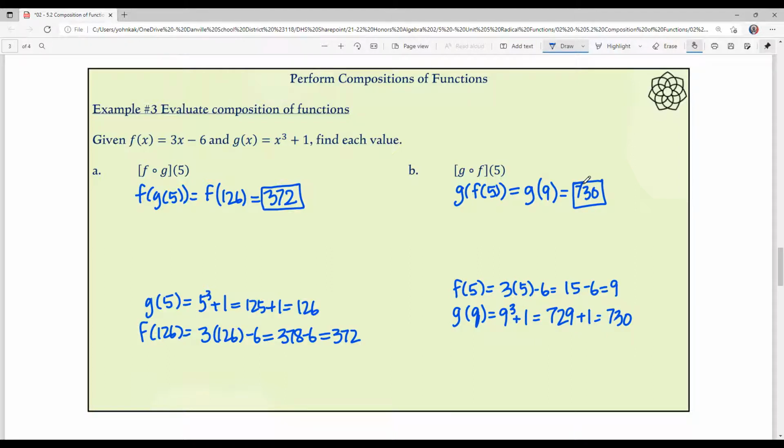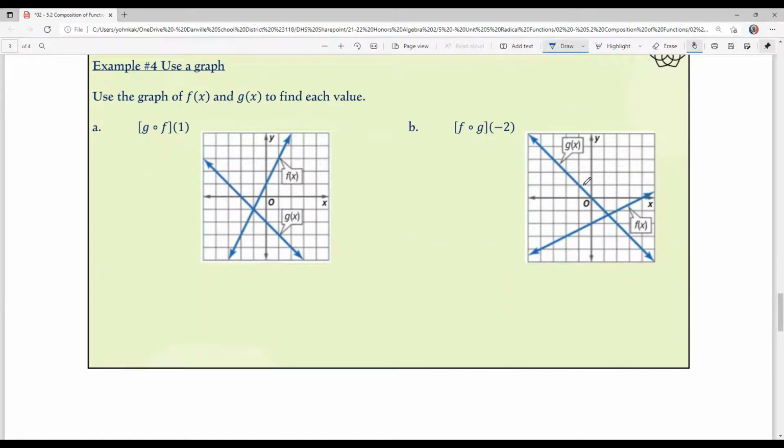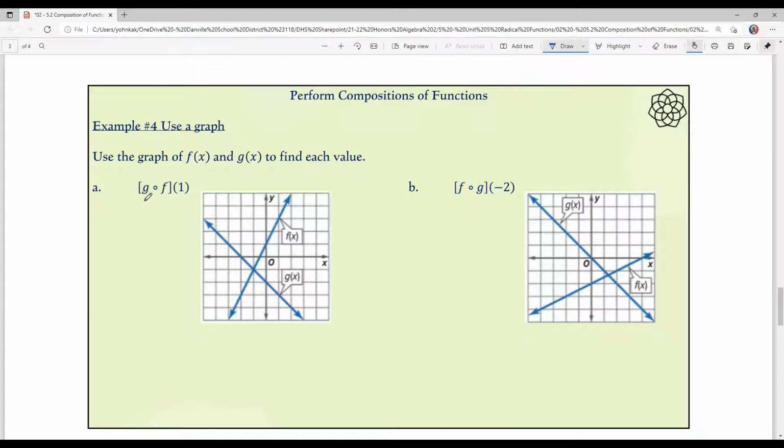All right, let's see how to do composition of functions with a graph. So we're going to find G circle F of 1. By definition, that's G of F of 1. So leave the G function alone. Find F of 1. So that means find the F function, find x equals 1, and see where they touch. That's right here, which is right here, which is 3.